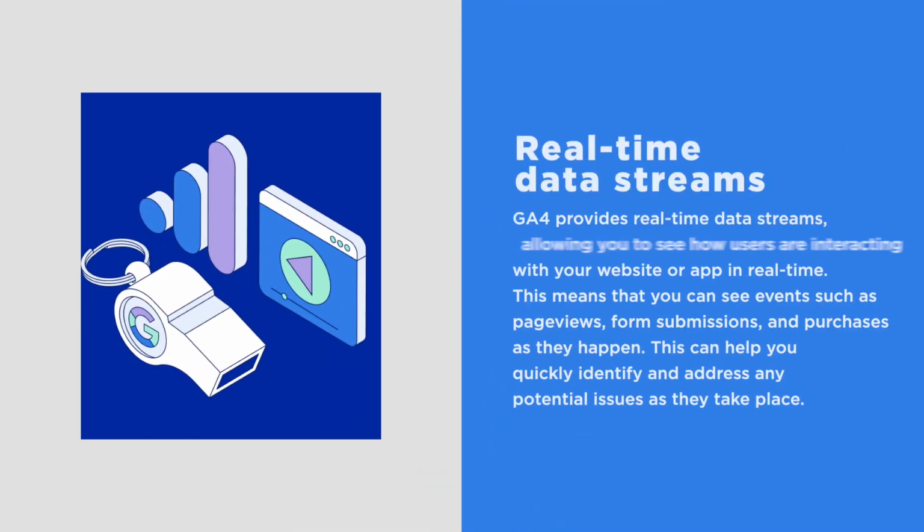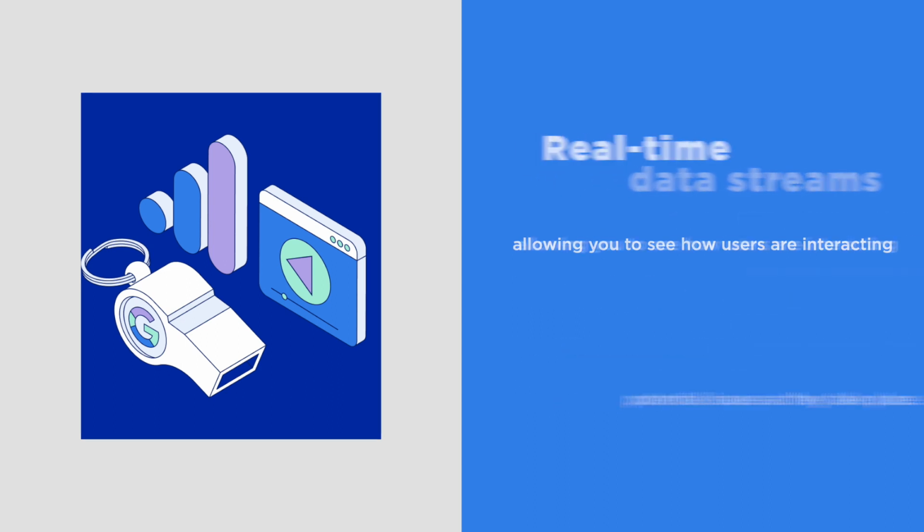Let's talk about real-time data streams. For example, if you see a sudden drop in conversions, you can go investigate the cause and promptly make changes to the user's experience. This is like having a live stream from the front lines, watching the action as it unfolds.